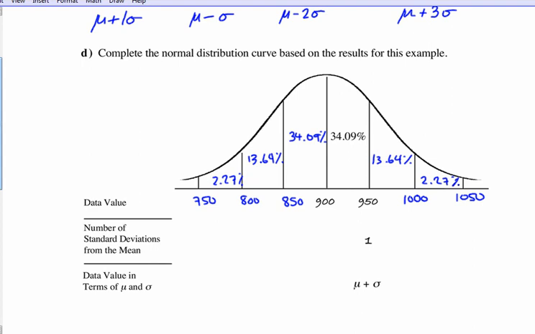Okay, so we're going to write in our number of standard deviations from the mean. So the mean, 0 standard deviations from the mean. 950 is 1 standard deviation away, 1,000 is 2, and 1,050 is 3. Now, 850 is 1 standard deviation, but because we're going to the left, we're going to make it -1. 800 would be -2 standard deviations from the mean, and -3. These numbers here are going to be really important in the future, and what we're going to call them are Z scores.